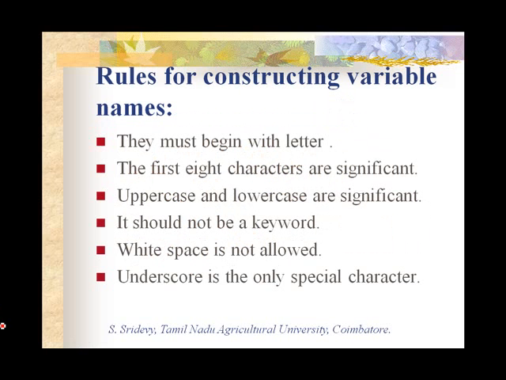We have to follow certain rules for constructing variable names. A name must begin with a letter, an alphabet. Say for example, NAME is a variable name. NUMBER or NUM is itself a variable because they start with a letter. You can have more than 8 characters also, but the first 8 characters alone can be recognized by the compiler.